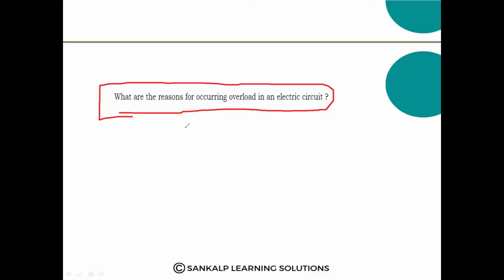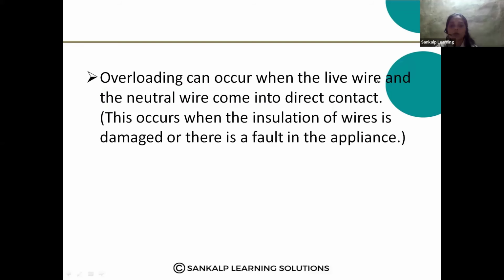Okay. So here, what are the reasons for occurring the overload in a circuit? Overloading can occur when the live wire and the neutral wire come into direct contact. When the insulation of the wire is removed, they come into direct contact.